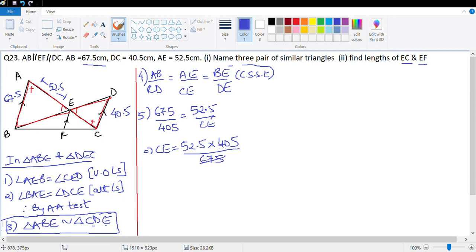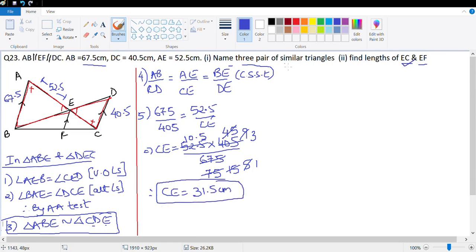13 plus 5, 18, and this is 9. So divisible by 9 for sure. 9 sevens are 63, that's 45. 9 fours are 36, that's 45. Divisible by 5, 5 9, 5 1, 5 5. Divisible by 3, 3 3, 3 5. 5 1, 5 10.5. Therefore, CE is equal to 10.5 into 3, that's 31.5 centimeter. So we've got CE and we've got one pair done. So CE is 31.5.